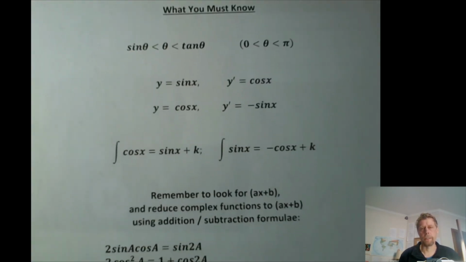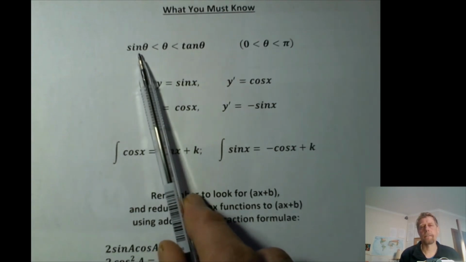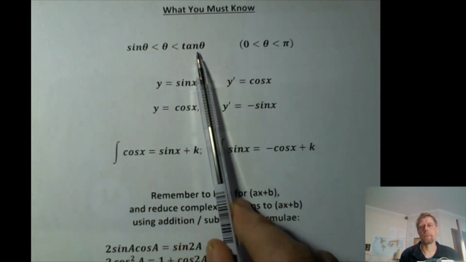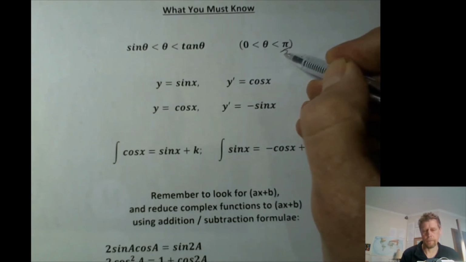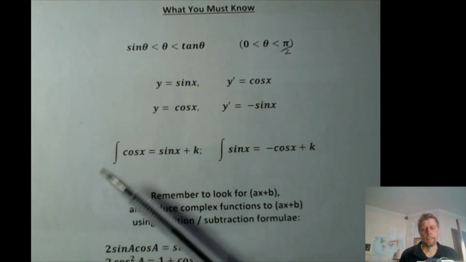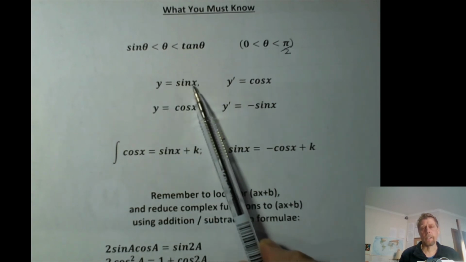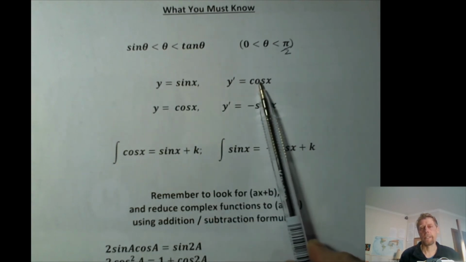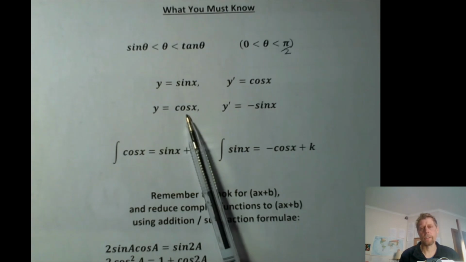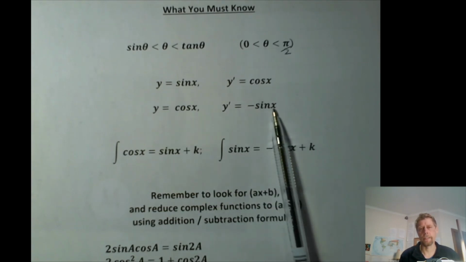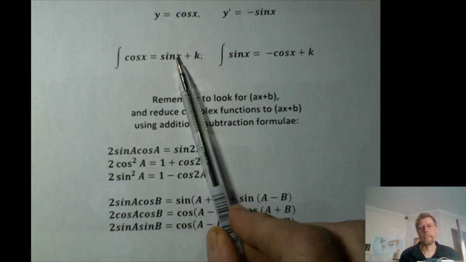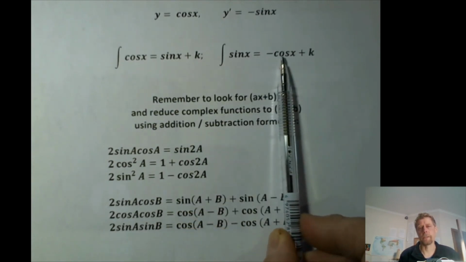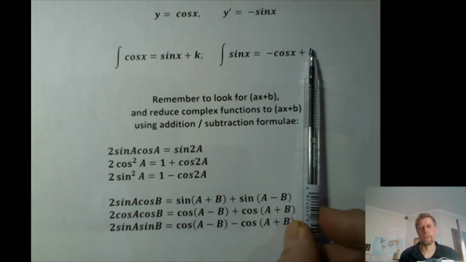Just a quick summary of this chapter. What do you need to know? First of all, that sine of theta is smaller than tan theta, and that's for theta between 0 and pi by 2. Then, if y equals sine x, y dash equals cos x. If y equals cos x, y dash equals minus sine x. The integral of cos x is sine x, and the integral of sine x is minus cos x. And don't forget your constant.